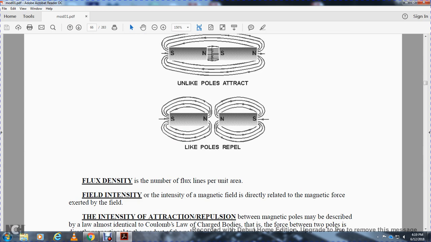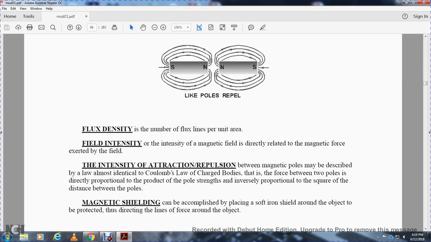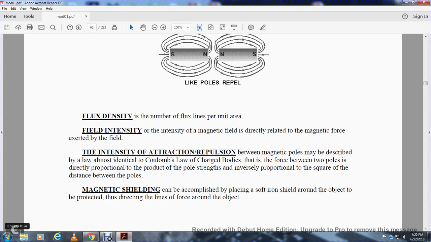Flux density is the number of flux lines per unit area. Field intensity is the intensity of the magnetic field, directly related to the magnetic force exerted in the field. The attraction and repulsion of magnetic poles is described by a law identical to Coulomb's law for charged bodies: the force between two poles is directly proportional to the product of the pole strengths and inversely proportional to the square of the distance between the poles.